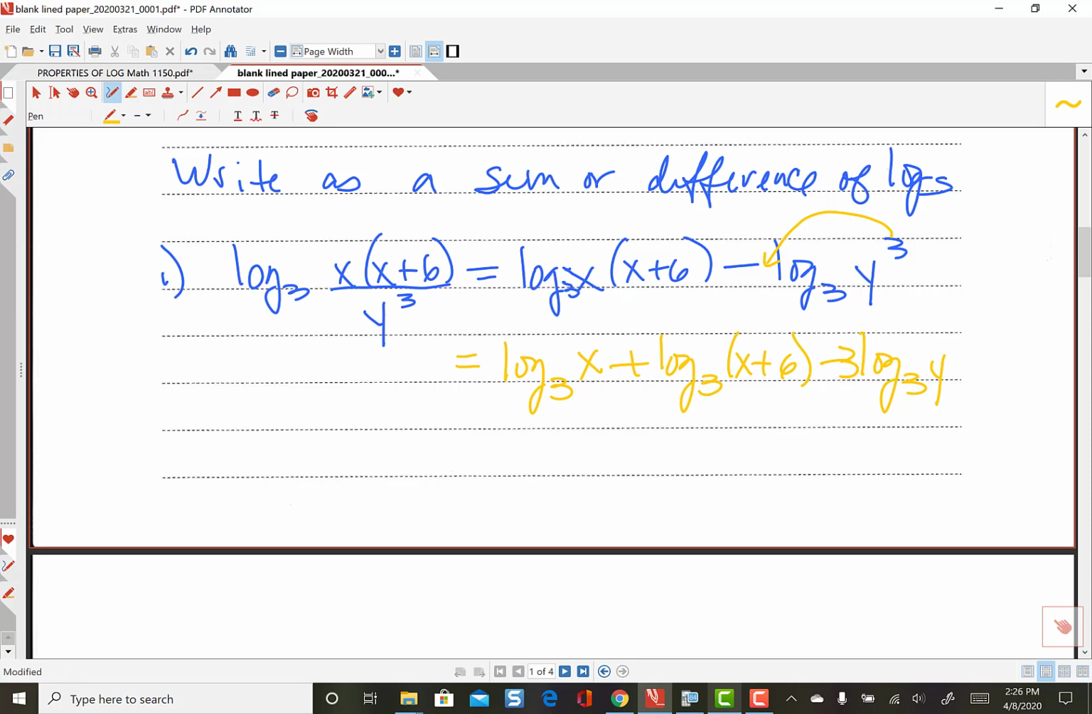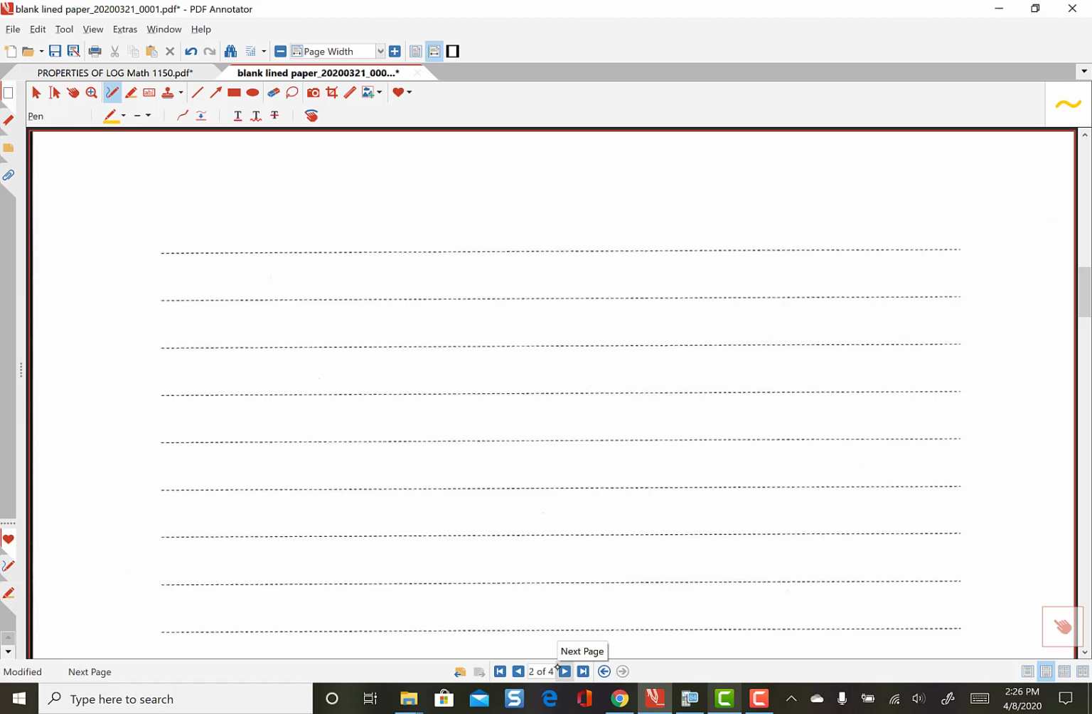Alright, so let's try a couple more here. Let's say, for example, I had something like the log base 2 of y to the 3rd power over y plus 3 times z. So I've got a division here, so I need to write this as a difference of logarithms.